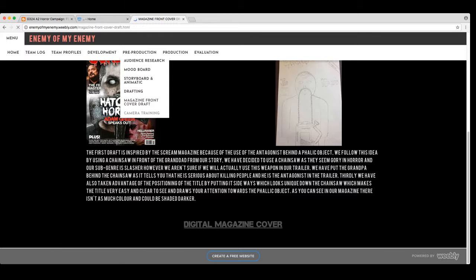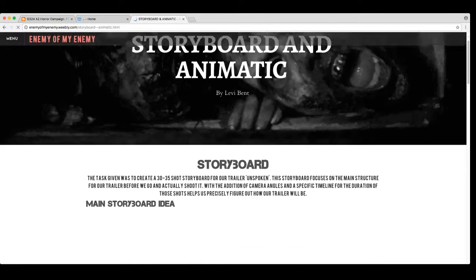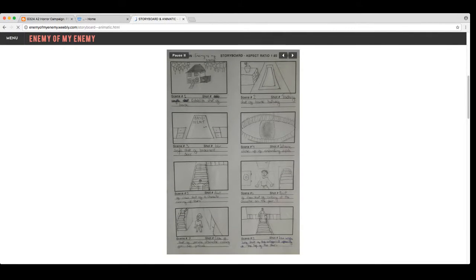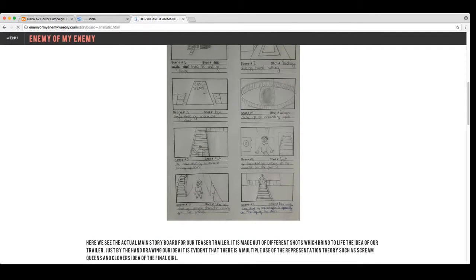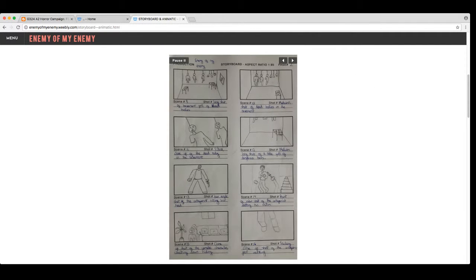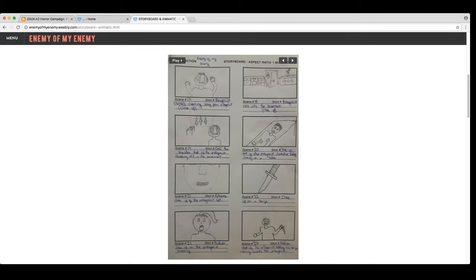Okay, moving on to storyboards. So we should have a 35 shot storyboard. 1, 2, 3, 4, 5, 6, 7, 8. Does that rotate round? 9, 10, 11, 12, 13, 14, 15, 16. 17, 18, 19, 20, 21, 22, 23, 24.